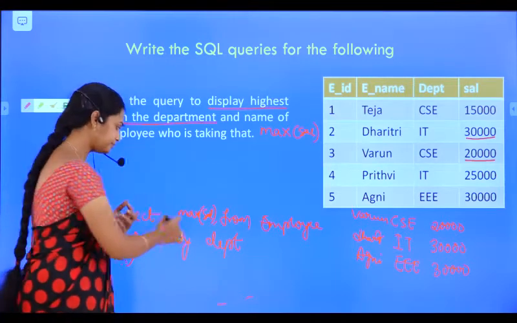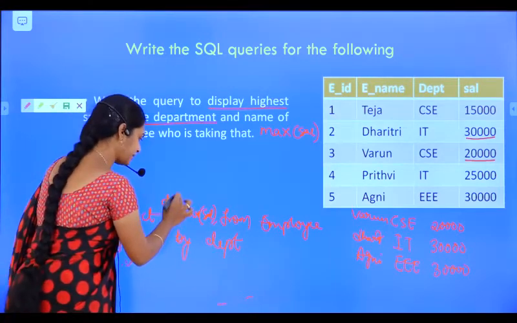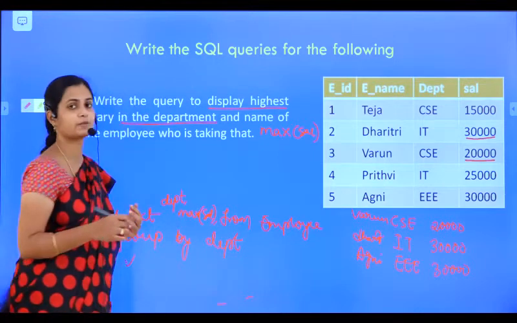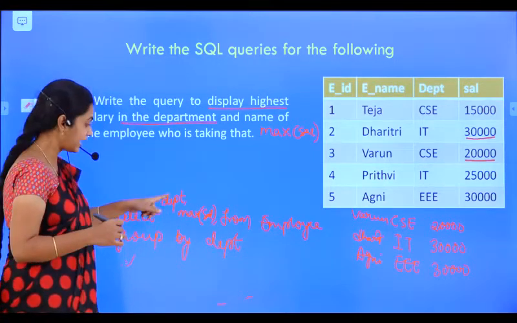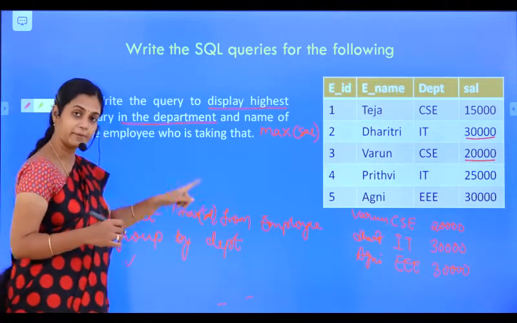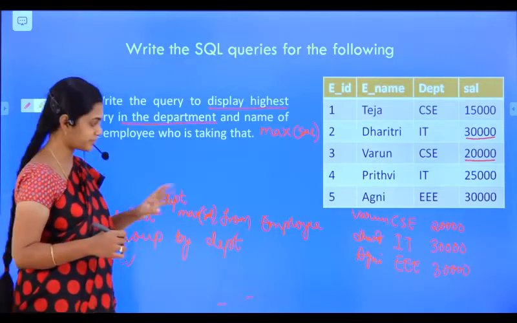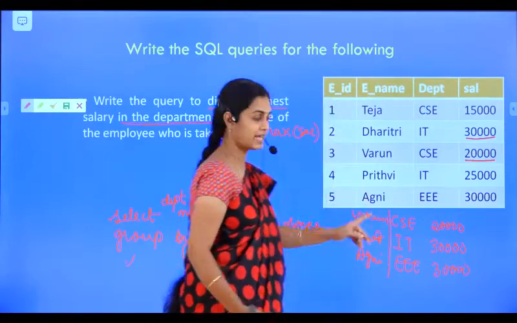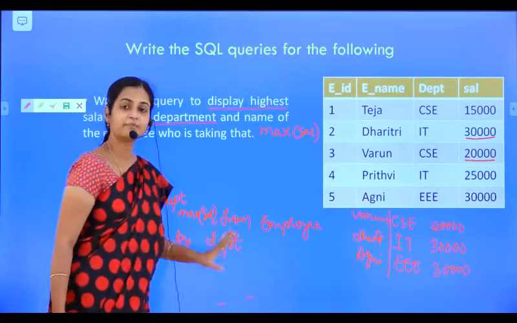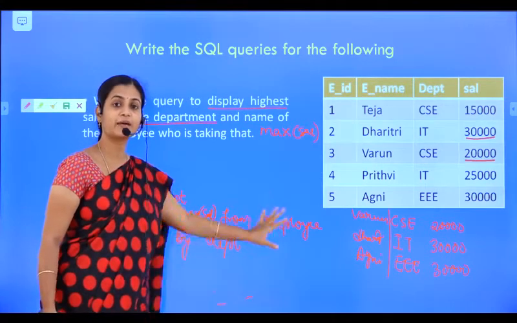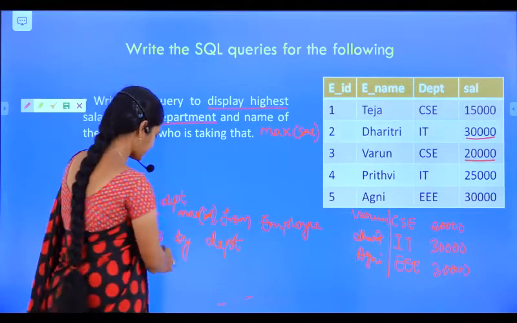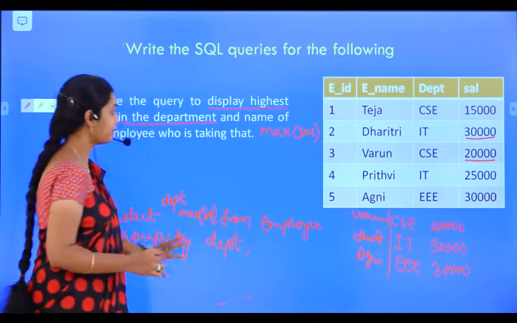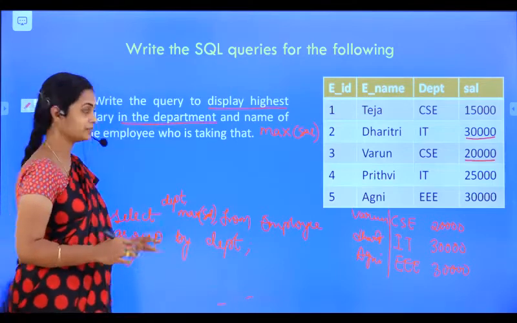Okay, but we can even write department comma maximum salary. Then along with the department, the maximum salary is also displayed. So here, in this way, CSE and the maximum salary. This SQL query will run like this, group by department. But is that the query we want?